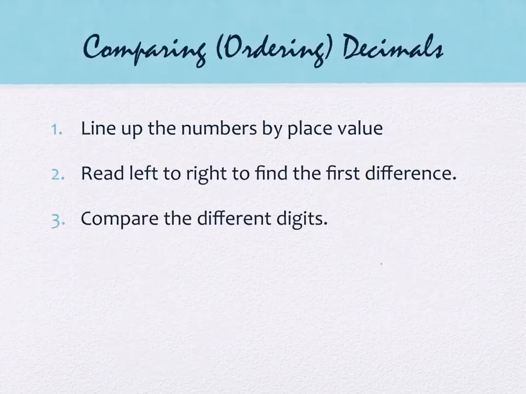All right, our next thing we're going to look at is ordering decimals. So our question is wanting us to put things in order, from least to greatest or greatest to least. And so we're going to line up the numbers by place value. My recommendation is to write them on top of each other because I think it's easier to see them vertically than horizontally and make a comparison. We're going to read the numbers from left to right and find the first place where they are different. And then the third thing is to compare the different digits.